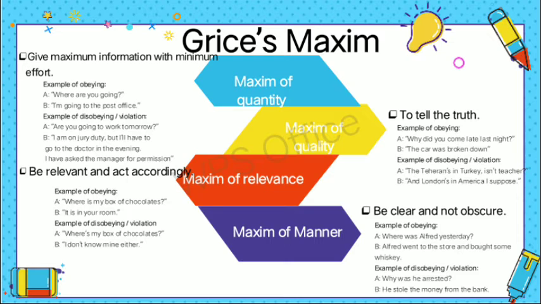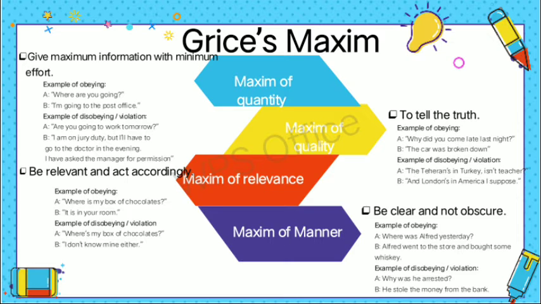So, example of obeying. A asks, where are you going? B responded, I'm going to the post office. So in the example, B gives a response to A's question without adding other information.